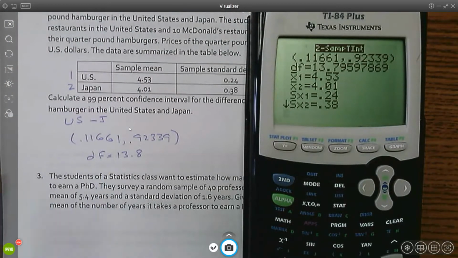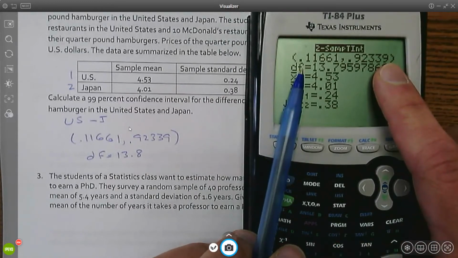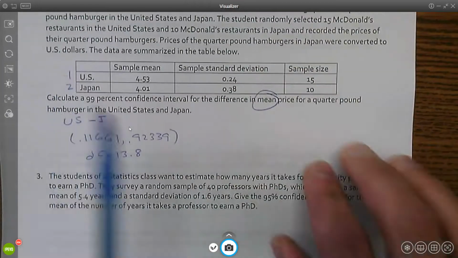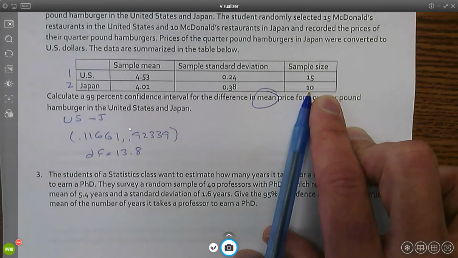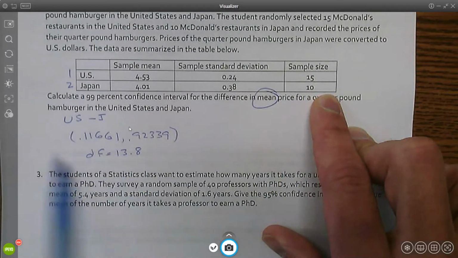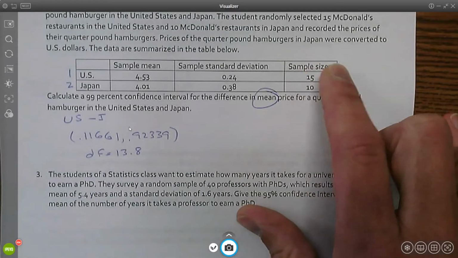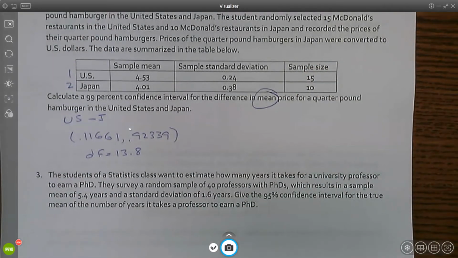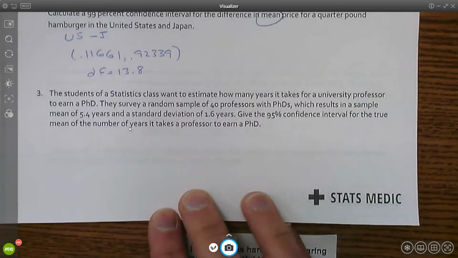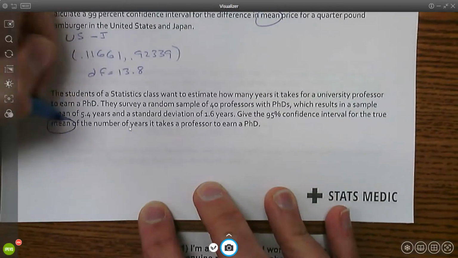Your degrees of freedom for any 2-sample test or interval will not be the same as we did in class. In class, if you're doing this by hand, you take the smaller sample size minus 1. If you're doing it on the calculator, don't do that. Just spit out the degrees of freedom that the calculator is telling you. That would be it.